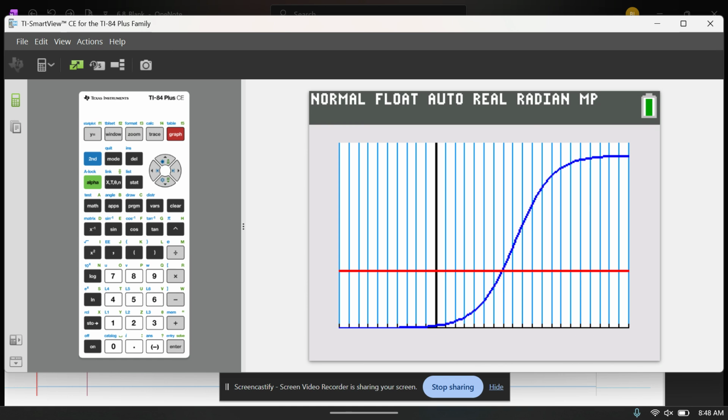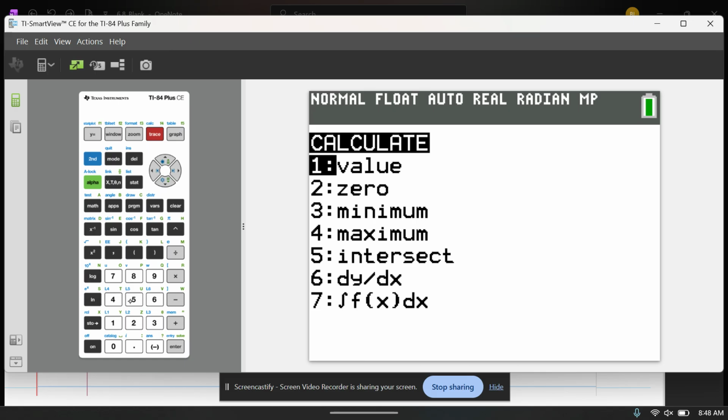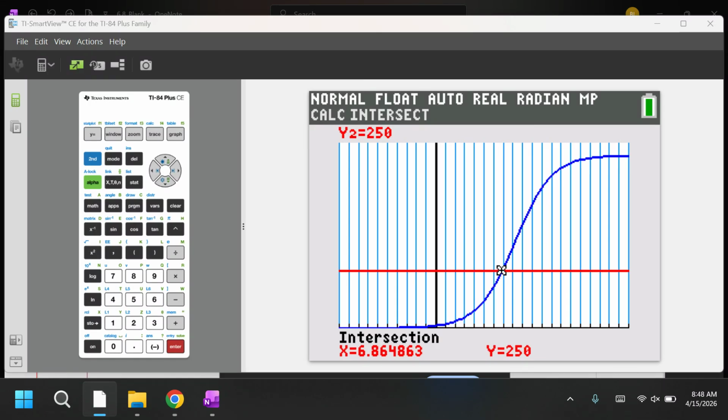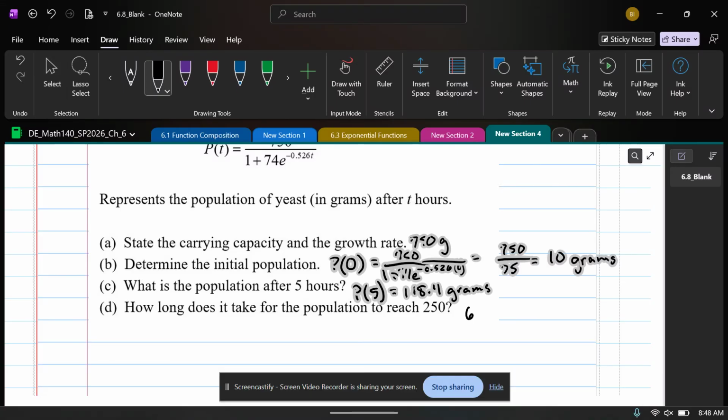Somewhere around 1, 2, 3, 4. A little bit less than 7, but I'm going to hit the intersect button and let it find it for me. Second trace, intersect, enter, enter, enter. 6.86 hours. I think 2 decimal places is probably plenty. Maybe too much, I don't know.